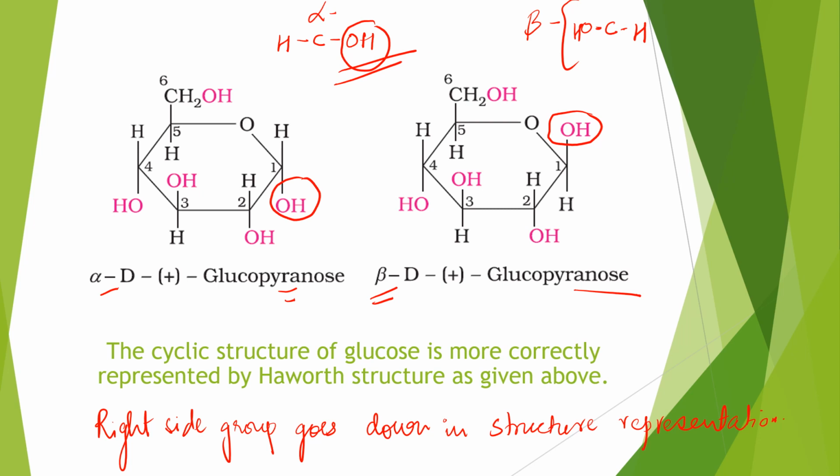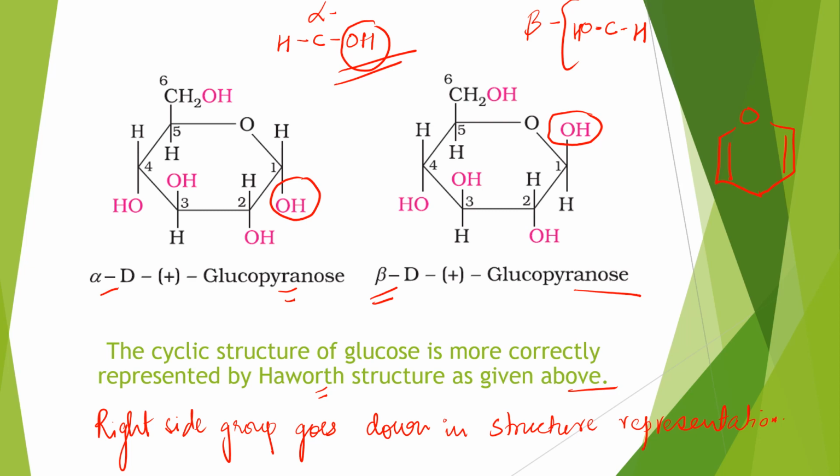The cyclic structure of glucose is more correctly represented by the Haworth structure, given below. This cyclic ring structure we have compared with the pyran ring. This was the pyran ring with one oxygen atom and two double bonds. So this was given by the scientist Haworth, and this whole structure is known as Haworth projections. They are three-dimensional structures.